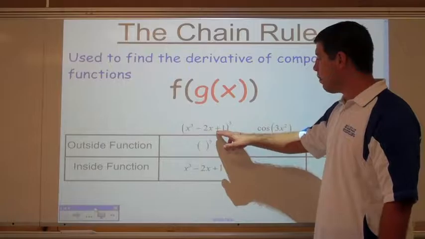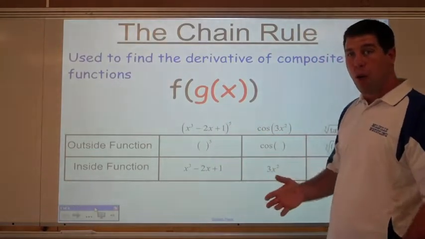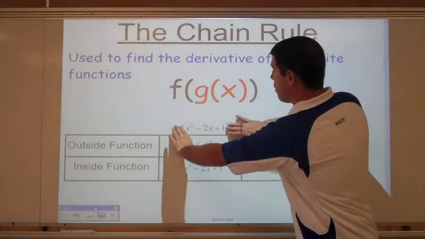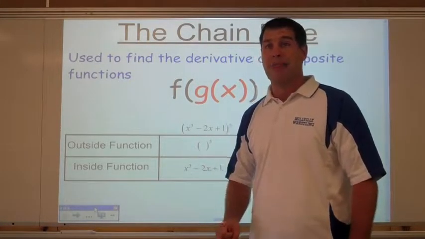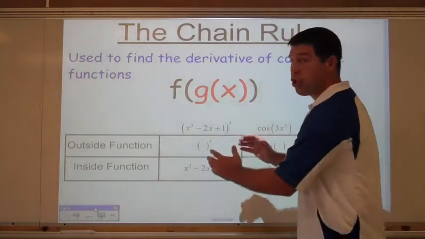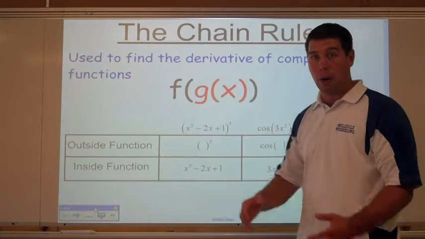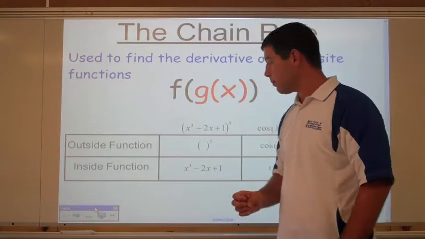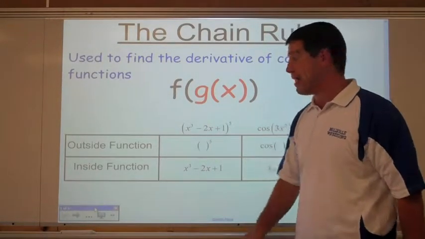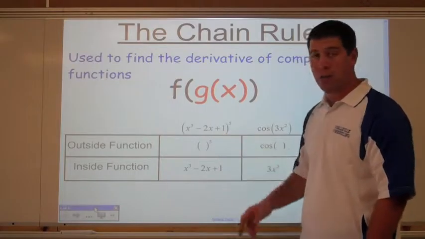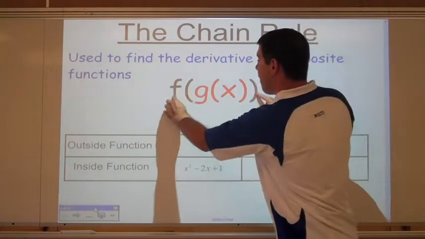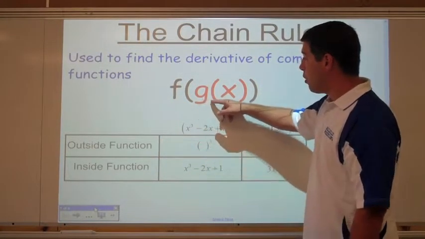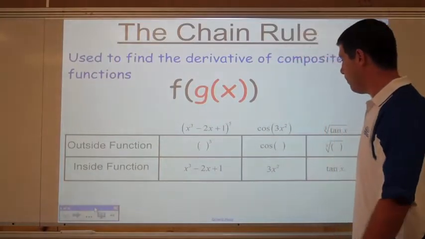x cubed minus 2x plus 1, to the fifth. Before, we could have derived x cubed minus 2x plus 1 without a problem. Now that we throw that inside of another function to the fifth power, now we have to learn a different method. We can see that our outside function, our main function here, is something to the fifth power. We're raising something to the fifth power. Our inside function is what's being raised to that power, so it's x cubed minus 2x plus 1. So we have our outside function here, and our inside function here. Something to the fifth is our main f of x. This polynomial function inside is our g of x, our inside function.